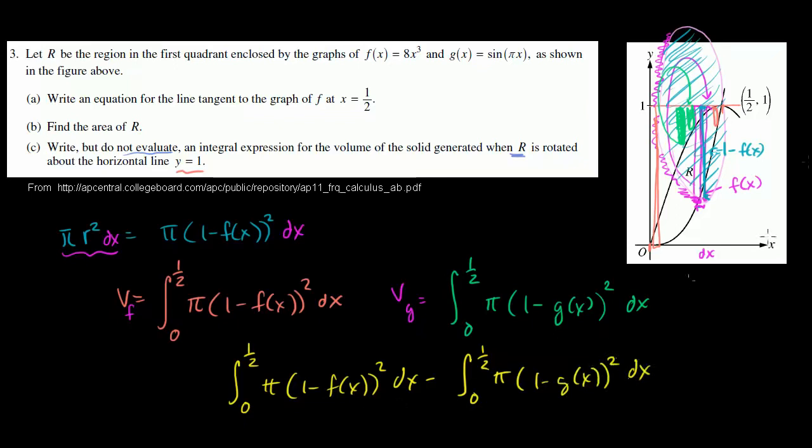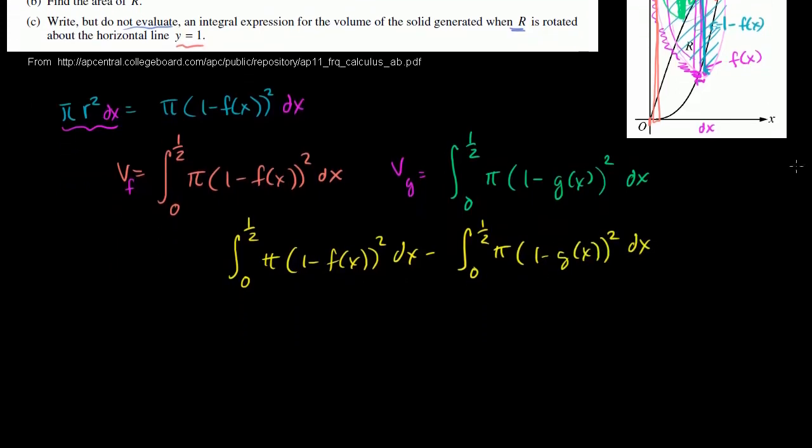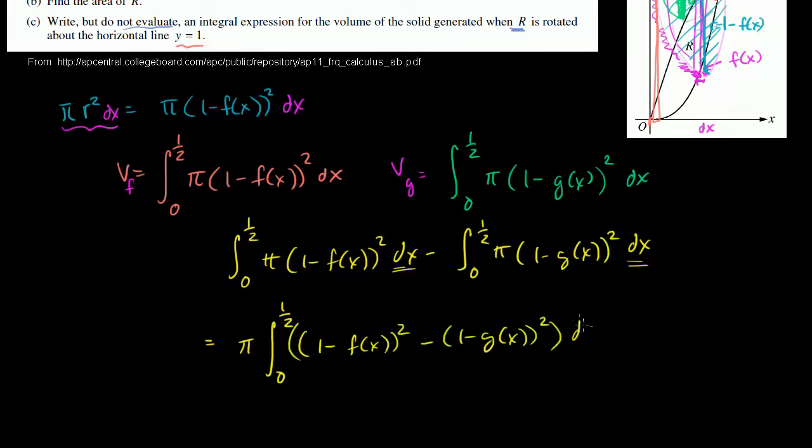And this is a completely valid answer, but you might want to simplify it. We have the same bounds of integration. We have the same variable of integration. And we have this pi over here, so we could factor that out. And so this is the same thing as pi times the integral from 0 to 1/2 of 1 minus f of x squared, minus 1 minus g of x squared. And then all of that dx.